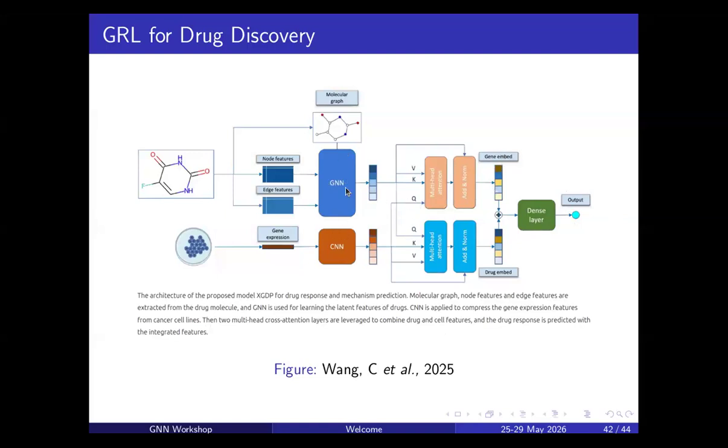So these features are extracted using a graph neural network and a CNN. They integrate these features and finally do the classification of whether the drug is responding or not on this particular gene expression. In that way, they are making the prediction. And you can find so many other applications.